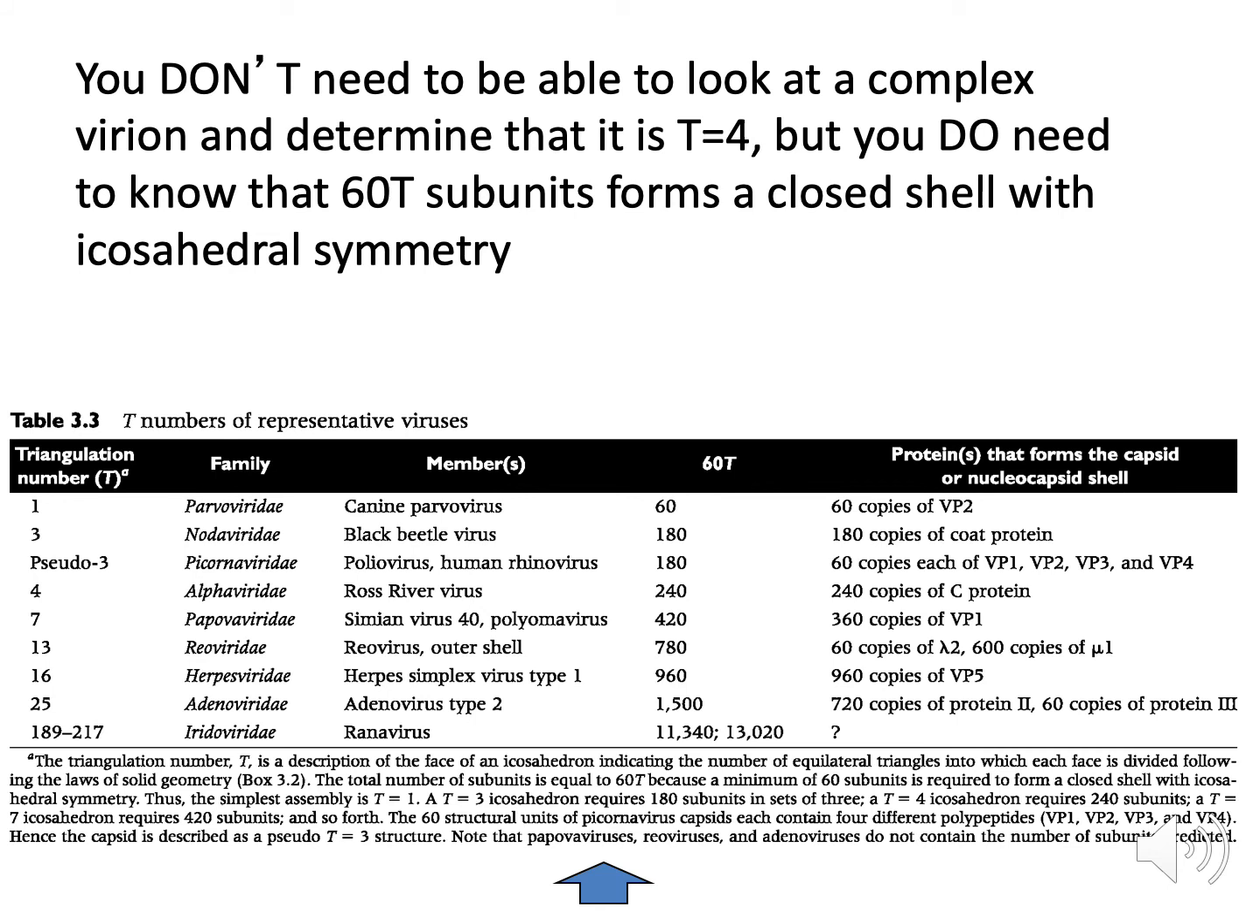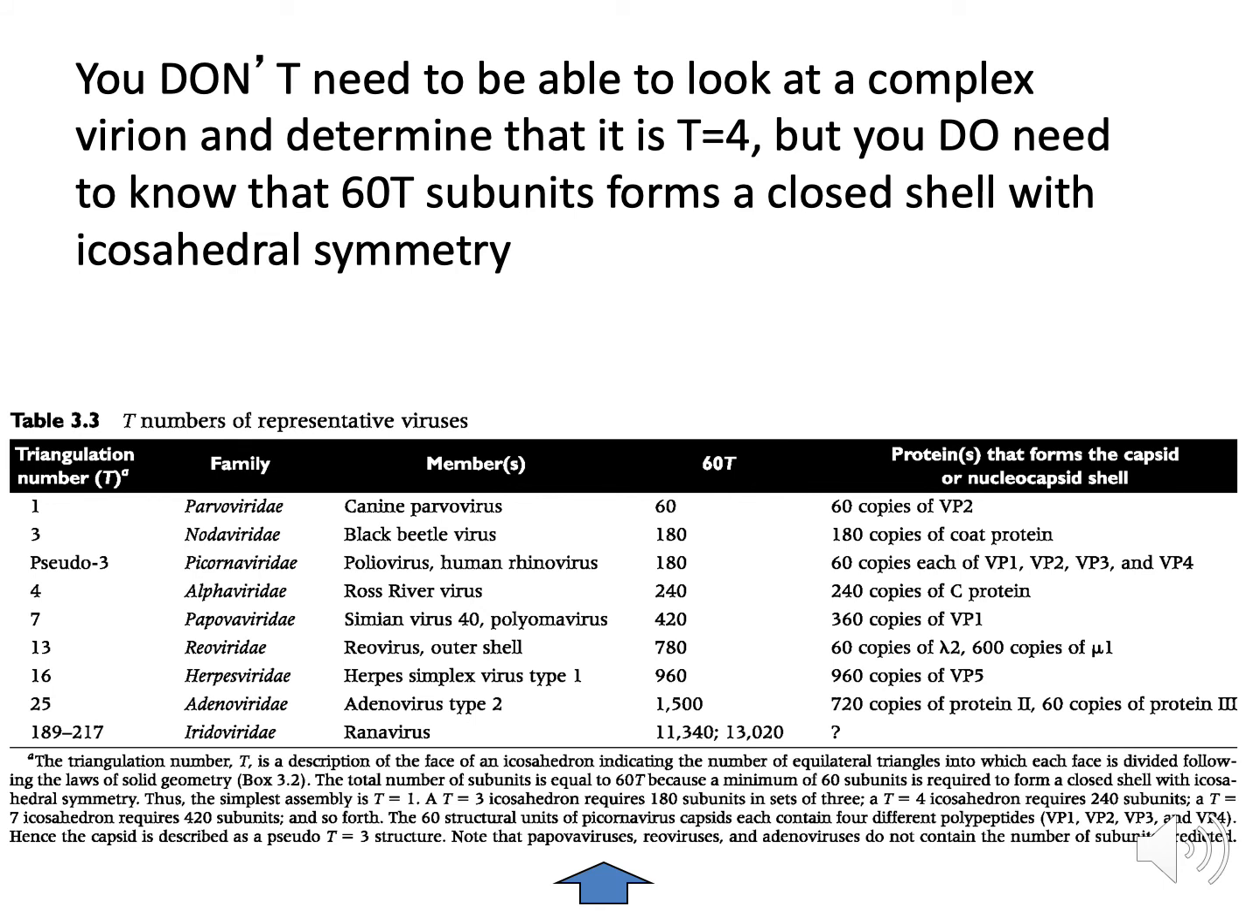So canine parvovirus is a very simple virus. It's a small, T equals 1, and this is a great table to look at. Its capsid has 60 copies of one protein called VP2. Picornaviruses, which we're going to talk a lot about, like poliovirus and rhinovirus, which you've seen pictures of, are T equals 3.